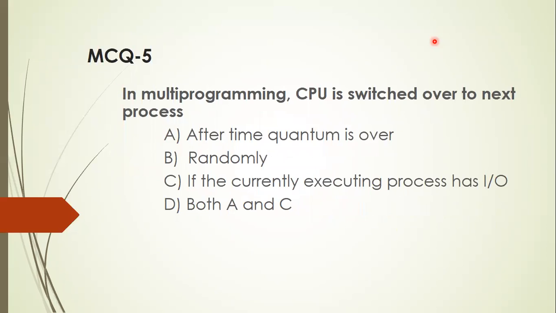In multi-programming, CPU is switched over to the next process in only two situations: after completely executing that job, or in between, if an IO operation is involved, then also it will switch. After time quantum is over? No. Time quantum concept comes only in the case of time sharing system. Randomly? Wrong. The currently executing process has IO operations: true. The correct answer is C.